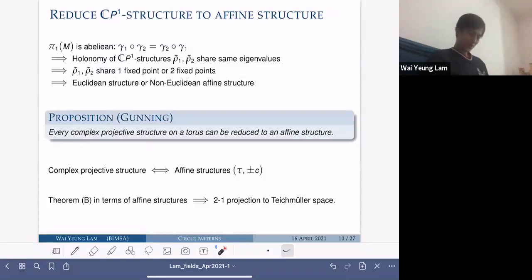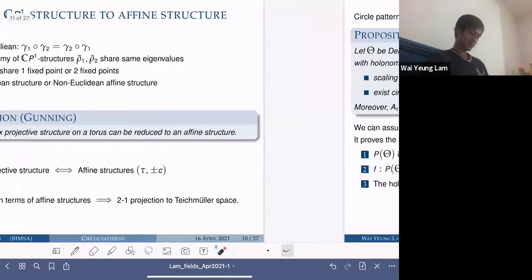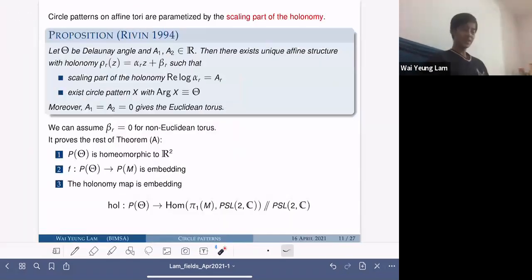So we can reduce CP1 structures to affine structures. Now here's a result by Riemann. The result tells us that circle patterns on affine tori are in fact parameterized by the scaling part of the holonomy. Here is the precise statement. Given any Delaunay angle structure theta, and A1, A2, which are just some real numbers, there exists a unique affine structure with holonomy in this form, such that the scaling part of the holonomy is given.